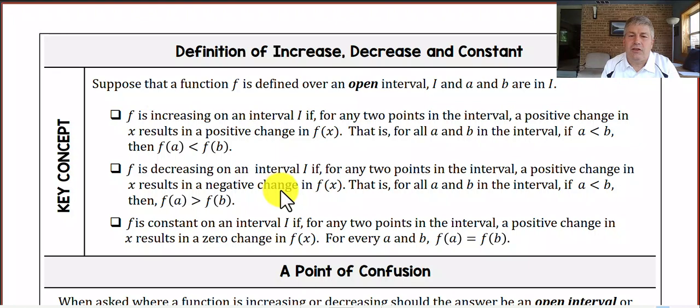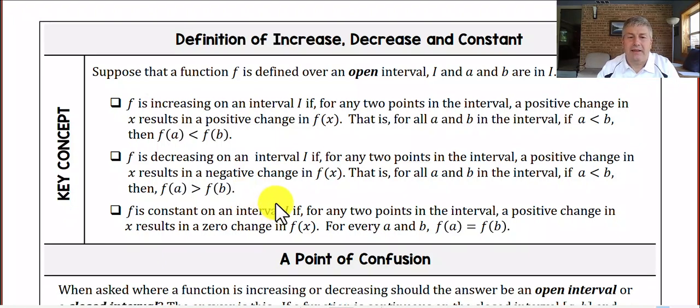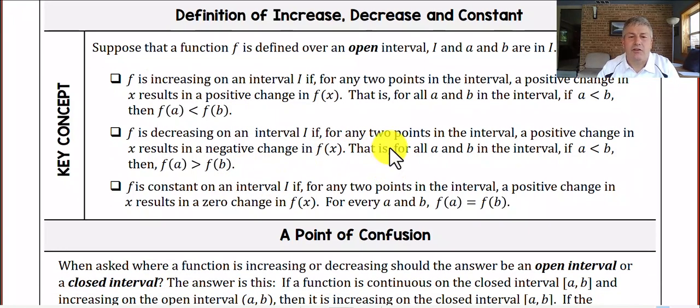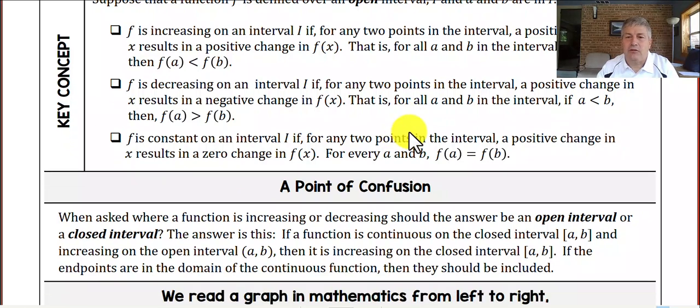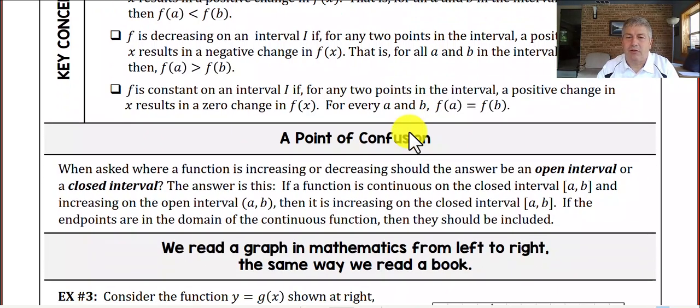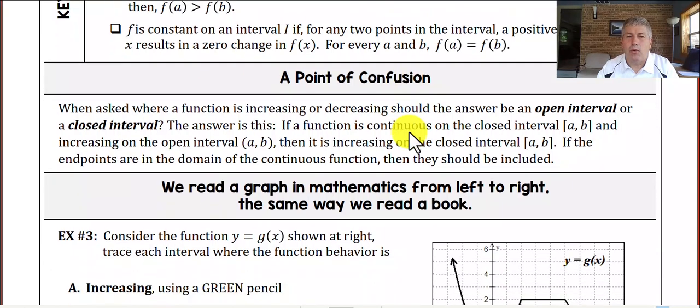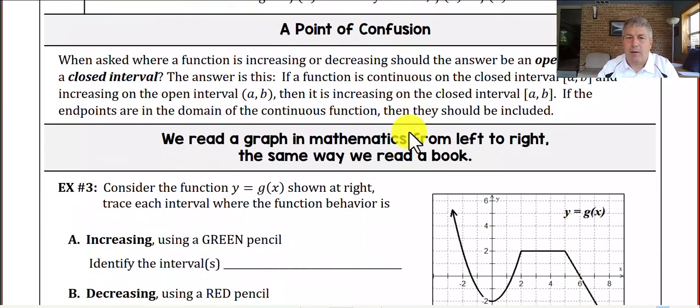Conversely, a function is decreasing if our a is increasing or our x's are increasing over an interval a to b, then our y's are decreasing. Well, then our function is decreasing. And then finally, a function is constant if the x's are increasing as you read from left to right, and our y's or our outputs stay the same.